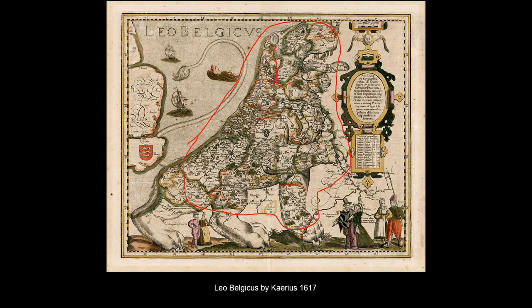Here is the Zuiderzee. This is the Inland Sea. This region over here is Holland. People sometimes confuse Holland with the Netherlands. Holland is actually a region of the Netherlands. It's a very important region. It's where most of the principal cities are found, but it's just a region.